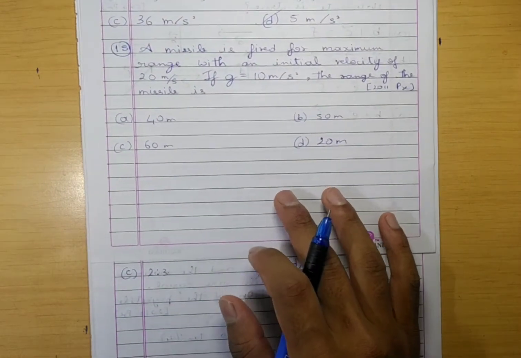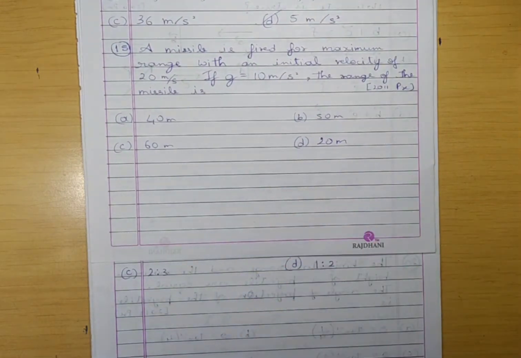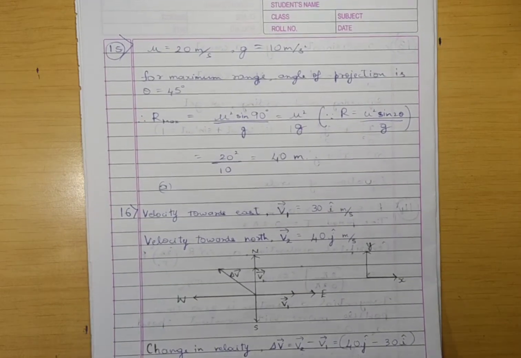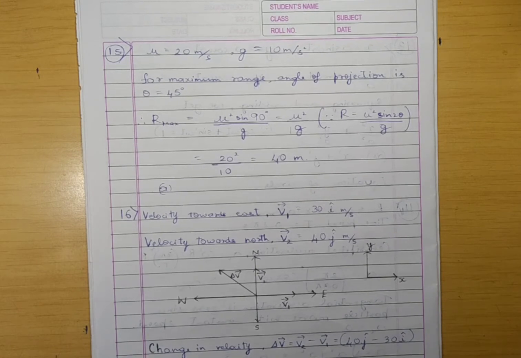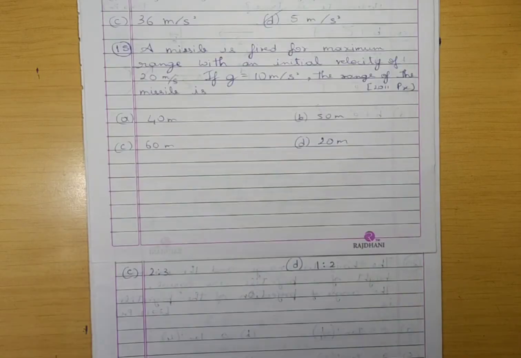15. A missile is fired for maximum range with an initial velocity of 20 meter per second. If g is equal to 10 meter per second square, the range of the missile is. So initial velocity is 20 meter per second and g is 10 meter per second square. For maximum range, angle of projection is 45 degree. So therefore R max is equal to u square sine 2 theta by g, where theta is 45 degree. So 2 into 45 is 90 degree. We get u square sine 90 degree by g. Sin 90 degree is 1, so therefore R max is equal to u square by g. u is 20 and g is 10. 20 square by 10, which is equal to 40 meter. 15 is option A.